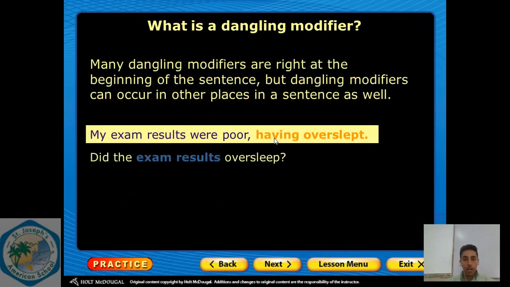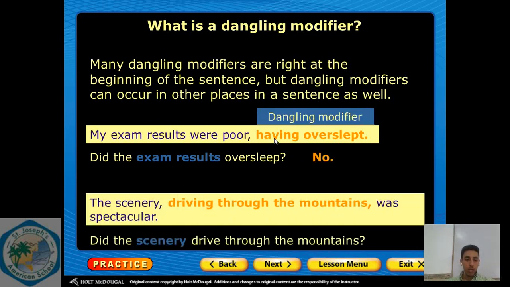Many dangling modifiers are right at the beginning, but sometimes dangling modifiers come at the end of the sentence. "My exam results were poor, having overslept." Exams overslept? It's not right. Another one: "The scenery was spectacular, driving through the mountains." The scenery was driving through the mountains? Of course, it's definitely wrong. So this is basically the dangling modifier.